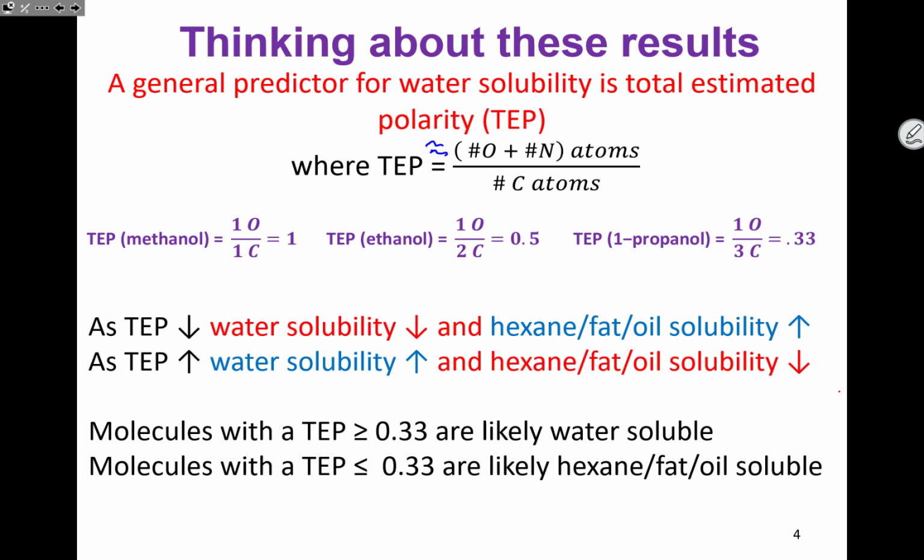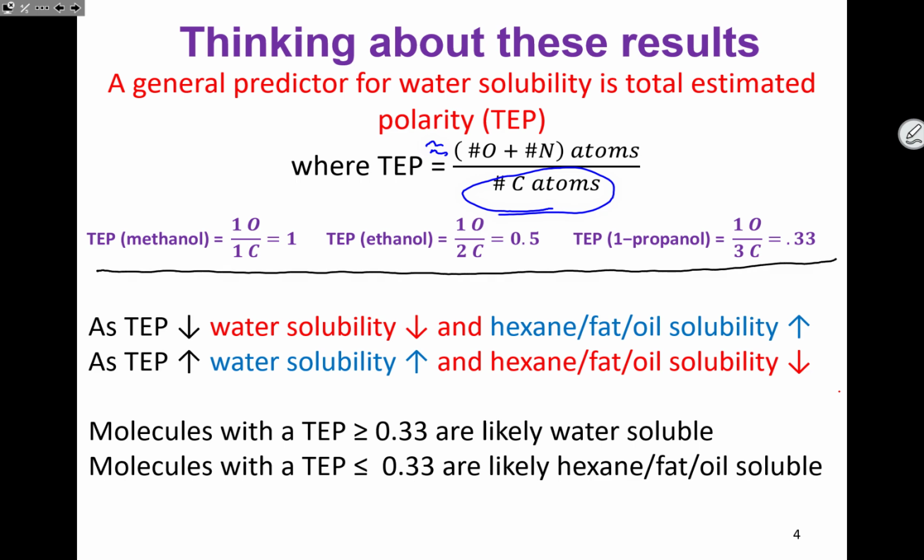Why not fluorine? Well, fluorine doesn't really occur in our food or in our bodies, so it's not really important here. And then we're going to divide by the number of carbons, because the number of carbons is going to dilute the polarity. As we saw, as that hydrocarbon chain length grew, the solubility went down. Here I just used that simple formula to calculate the total estimated polarity for those 3 infinitely soluble alcohols. The one with the highest TEP is the one with the least number of carbons, methanol, with a TEP of 1. And the one with the lowest was 1-propanol with a TEP of 0.33.